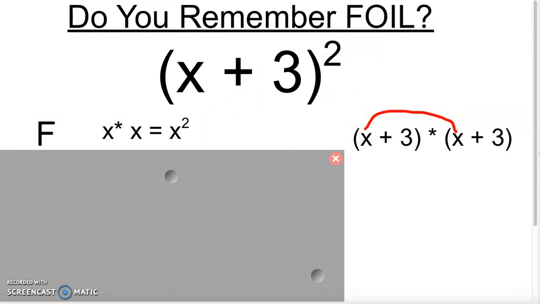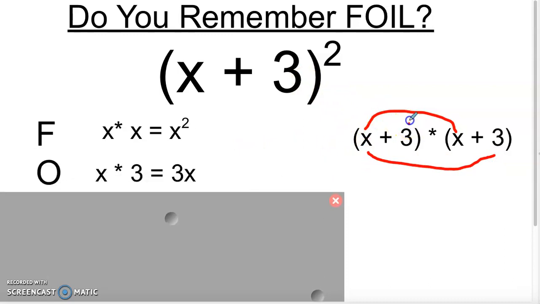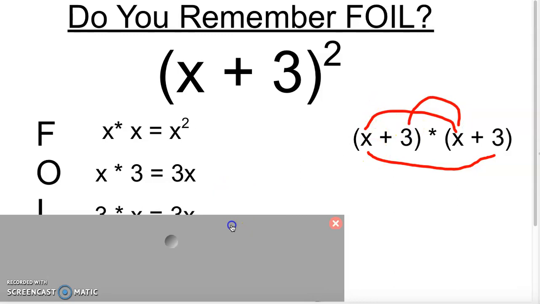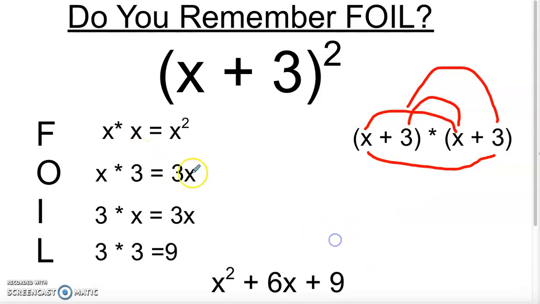The outer terms are going to be my x and 3, which is 3x. My inner terms are 3 and x, which is 3x. And my last terms are 3 and 3, which is going to be 9. And then the numbers I can combine are these two to create 6x. So this becomes x squared plus 6x plus 9. So hopefully you remember how to do this, because this is just basically a review.